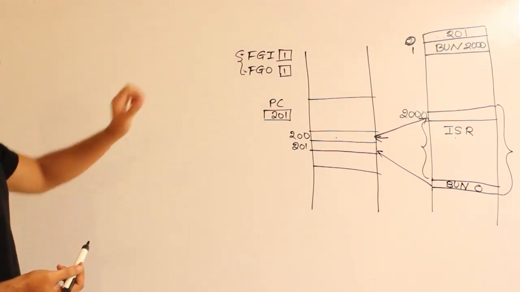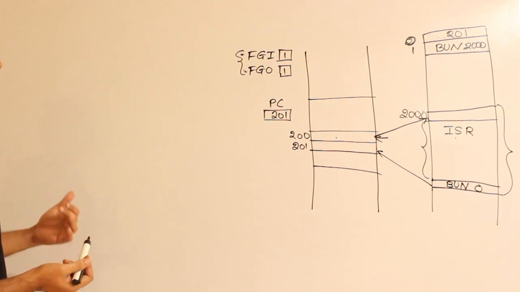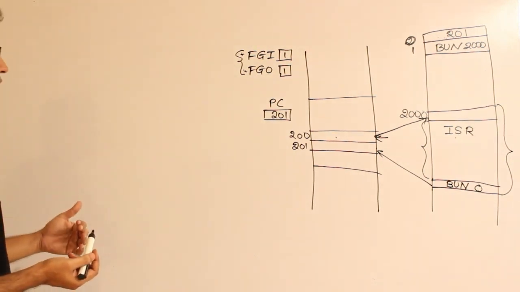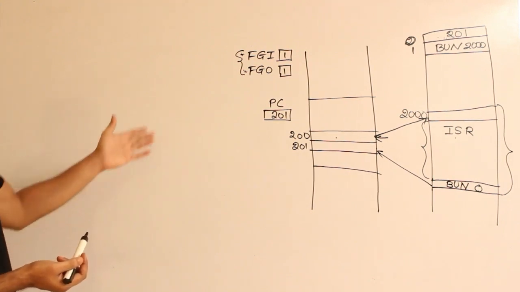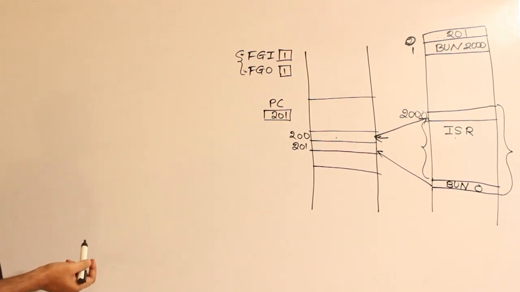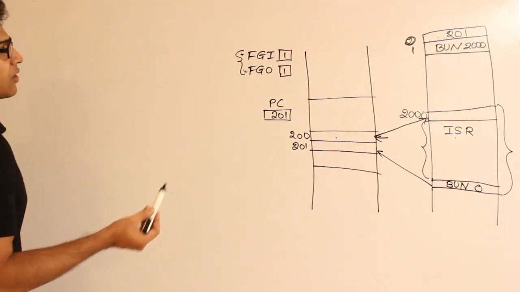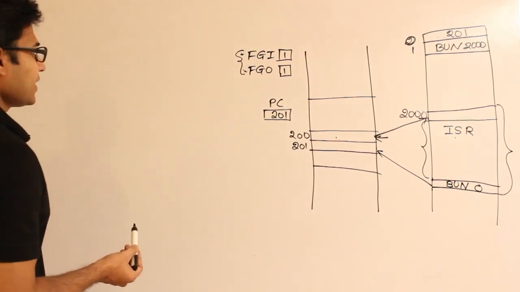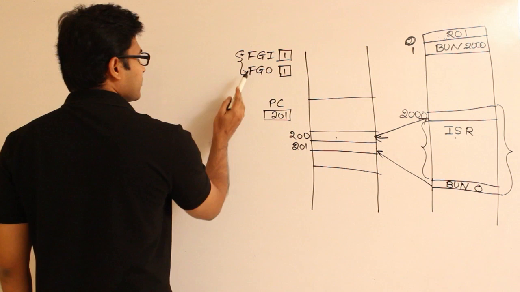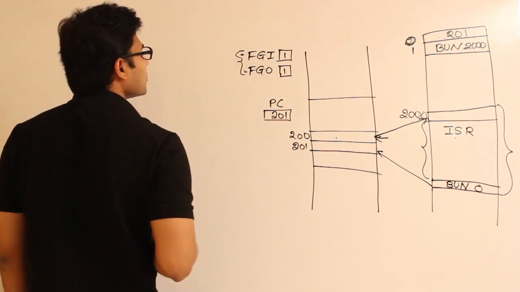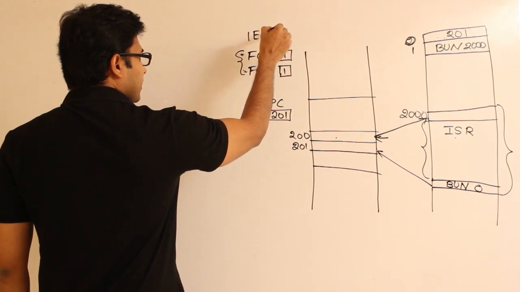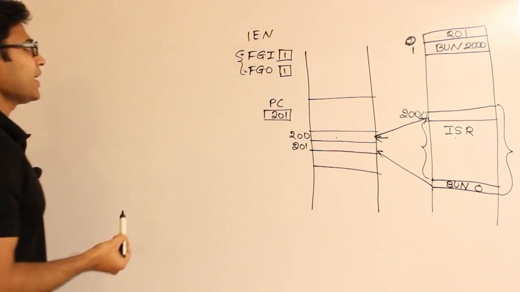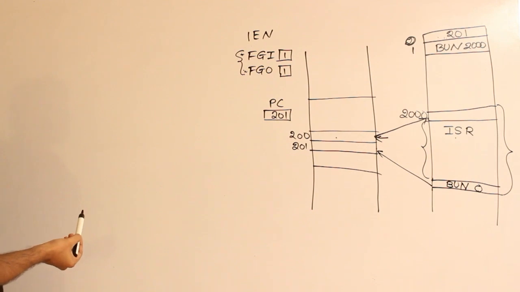So now, how to make all this happen? Of course we are going to build the hardware. How should the hardware be framed in such a way that all these things happen? Now what are the various flags we have seen? One is FGI, FGO. These indicate input and output, and along with that we have IEN, interrupt enable. This flag will say whether you are going to allow the interrupts or not.